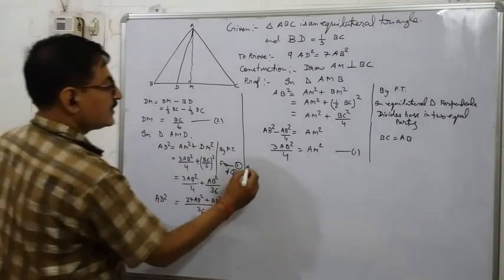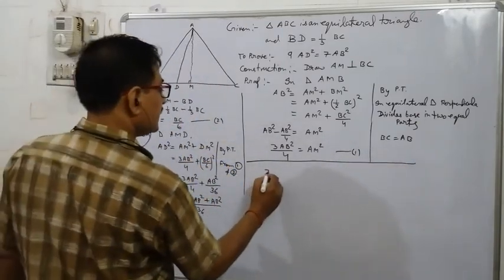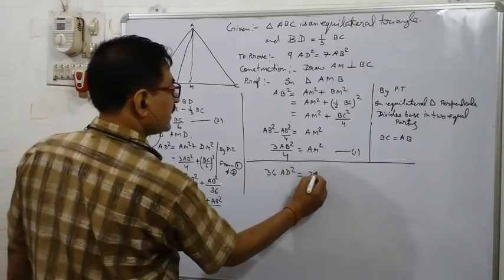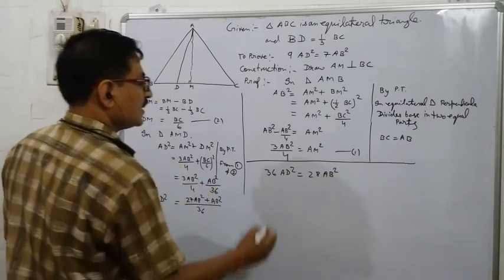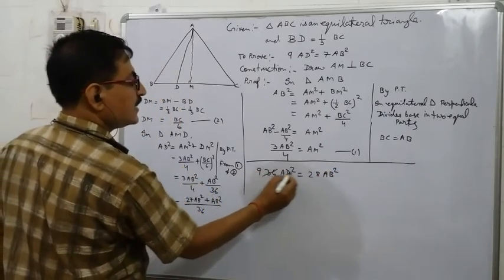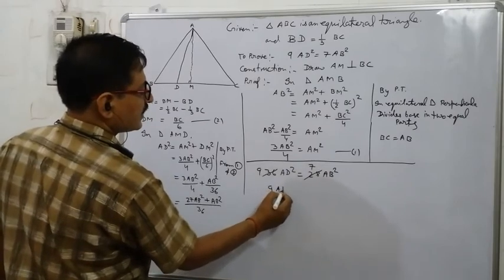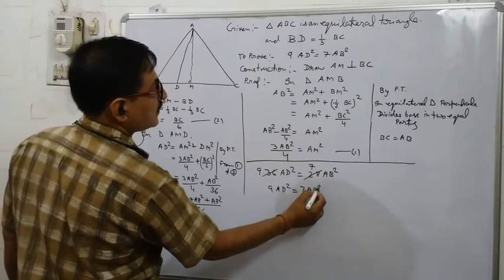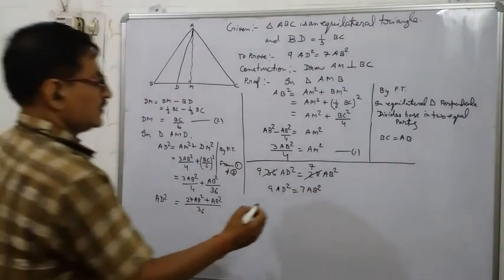And if you calculate that, then 36AD square equals 28AB square. Now 4 nines are 36 and 4 sevens are 28. So 9AD square equals 7AB square. Okay students, hence proved.